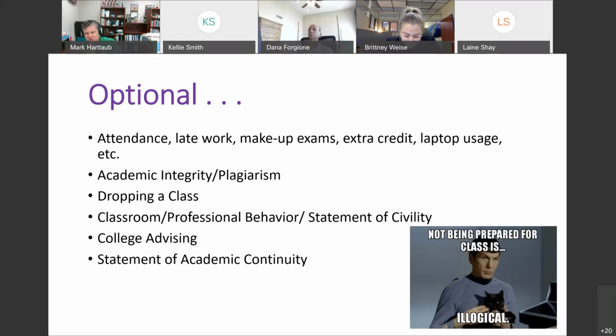Academic integrity or plagiarism, there are statements that you can get from the Student Engagement and Success Office. Some faculty have that, some do not. Whether you want to have that or not, that's totally up to you in terms of integrity or plagiarism.